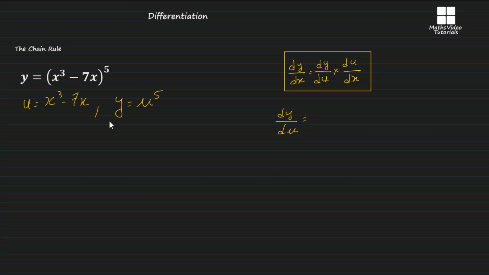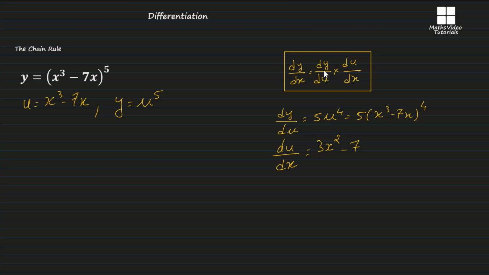dy by du is going to be differentiating this, which is 5u to the power of 4. Now, it's a good idea to rewrite it using the x notation. So we're going to open the bracket 5(x cubed minus 7x), because that is the expression of u, to the power of 4. And we're going to need du by dx. That is obtained by differentiating this expression here, du by dx, and that gives us 3x squared minus 7.